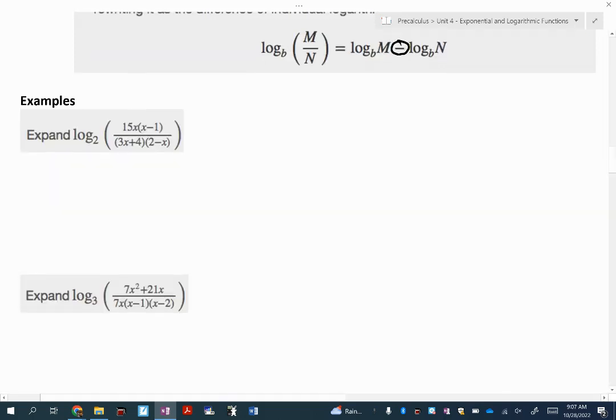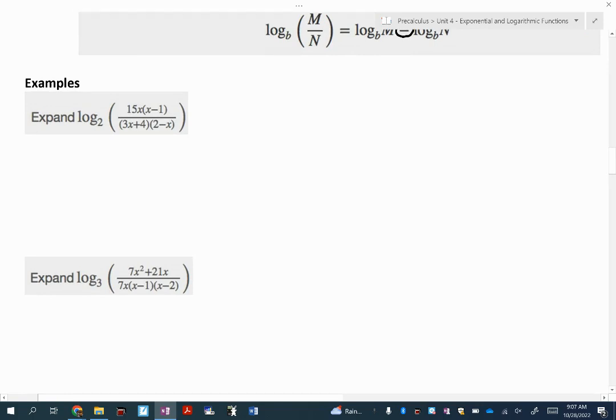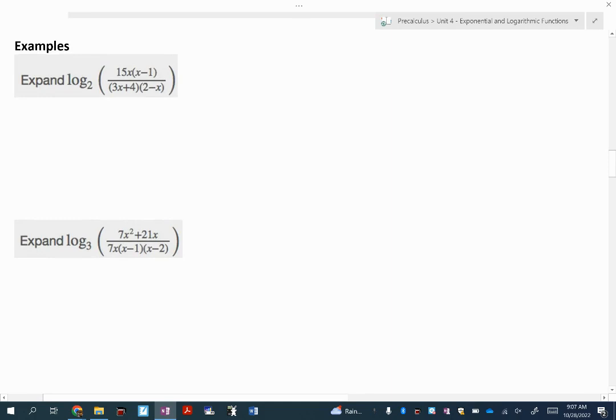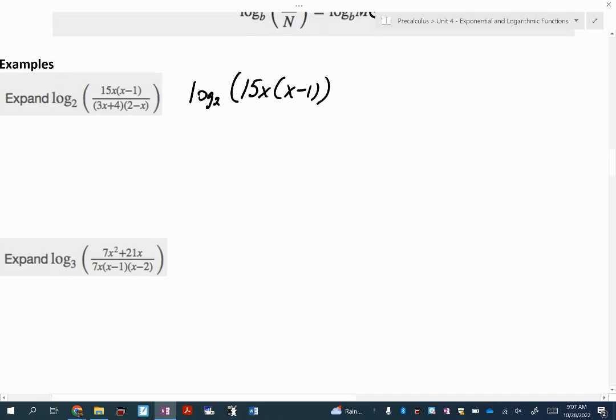All right, so let's try this one. A lot going on here. What I always tell students is, to go faster, if it's in the numerator, it's going to be addition. If it's in the denominator when you expand, it's going to use subtraction. I'll take the long way on this one. So let's do log base 2 of this numerator, which is 15x times x minus 1, minus log base 2 of the whole thing in this denominator, which is 3x plus 4 times 2 minus x.